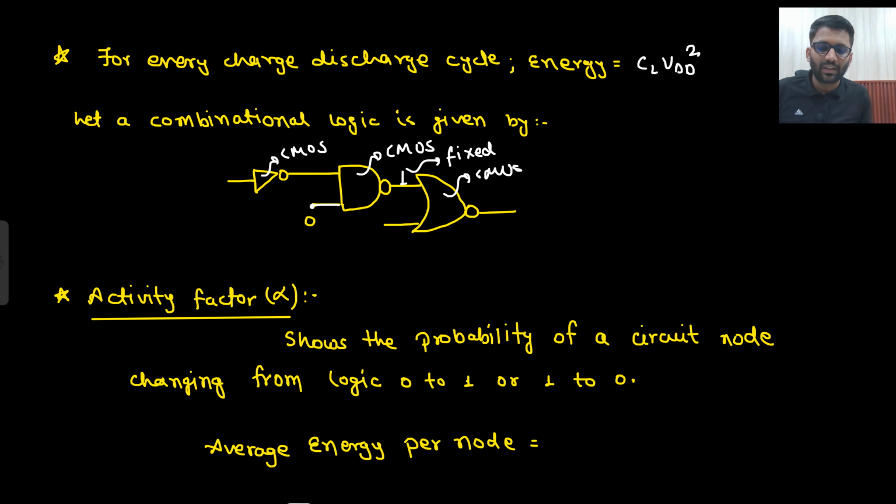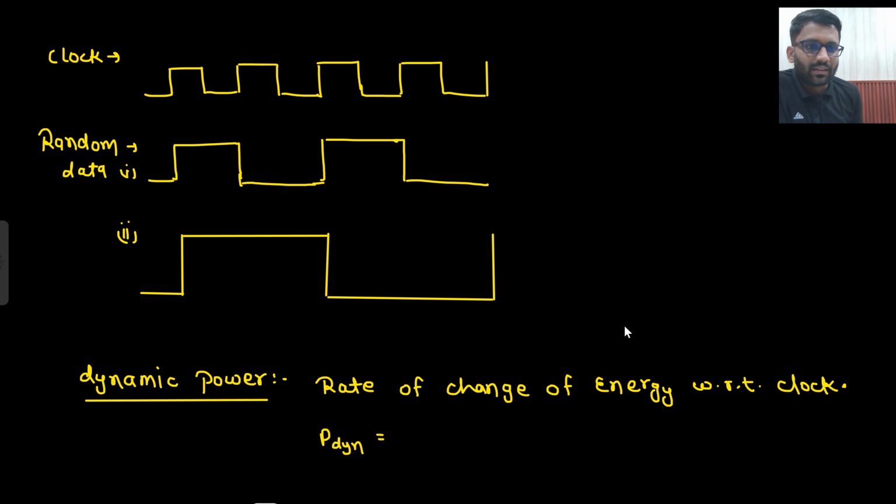But now we are introducing another factor. With that factor we need to multiply our total energy. So this is known as activity factor. Let me explain it to you in more detail. So let's just say this is my clock cycle. This is the input that I am applying.